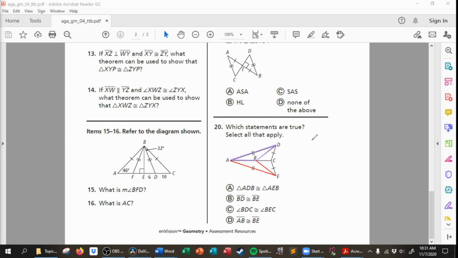We know that AE is congruent to AD, so we have a side. We know AB is congruent to AB, so we have another side by the reflexive property. And basically now we just need to know, is anything else congruent? Can we show anything else to be congruent to get ADB is congruent to AEB?